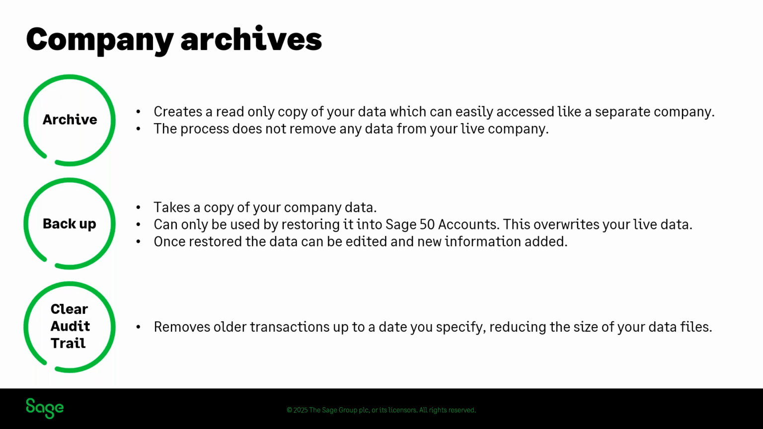And then lastly, the clear audit trail process. This process does remove transactions. It's designed to remove transactions to reduce the size of your data and keep things tidier and more organized. You would enter a date that you want to clear up to. So for example, if you wanted to keep 6 years worth of data, you would enter a chosen date, and then anything before that date would be removed given it fits the criteria. Again, we're going to be covering this next week when we do the clear audit trail process.